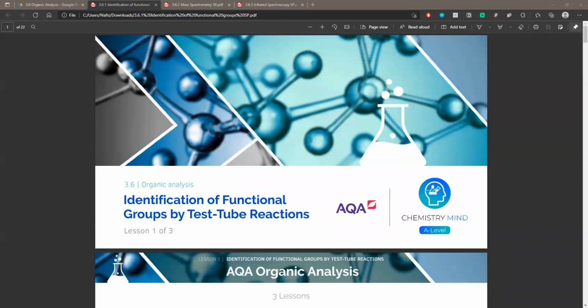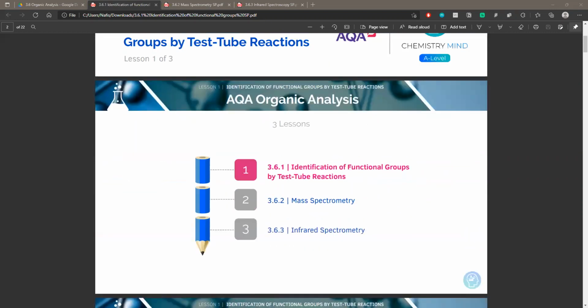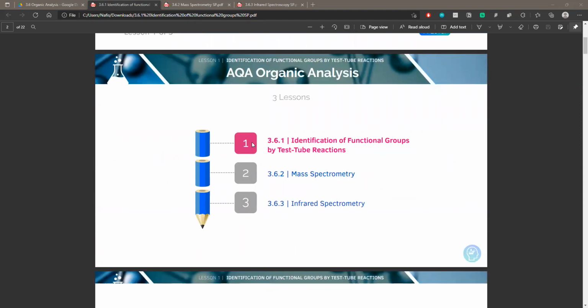Right, let's get going. So the first thing we're going to talk about is identification by test tube reaction. So this is anything that isn't your infrared or your mass spec, but the simple kind of things that you're probably going to be doing in your lab, and you're probably used to doing most of these practicals before. Hopefully you guys can all see my screen. Let me know if you can't.